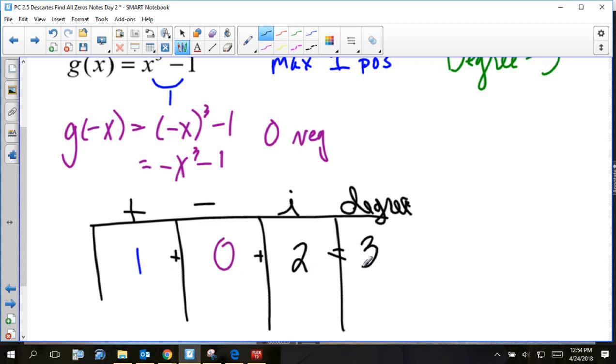Is there another scenario? So the positives would have to go back down by 2s to be another scenario, but I can't because there's only 1. The negatives are already 0, they can't go down anymore. And the imaginaries would have to be even. There's no other scenario. This is the scenario. This is it. So now what we're going to do is we're going to find the zeros.